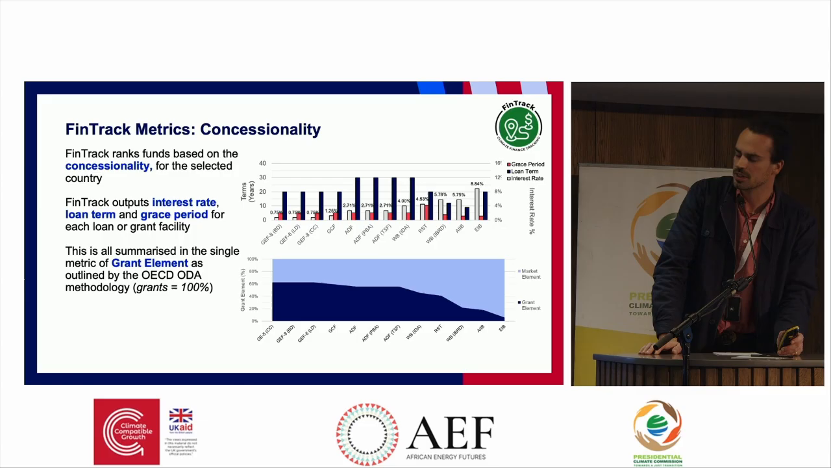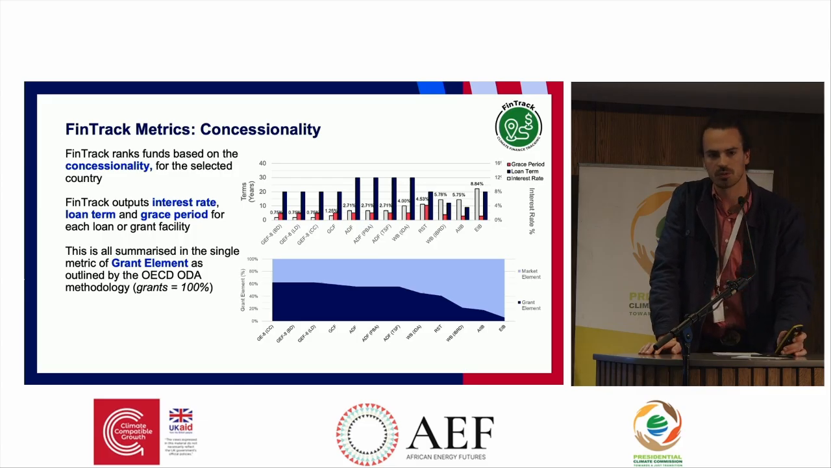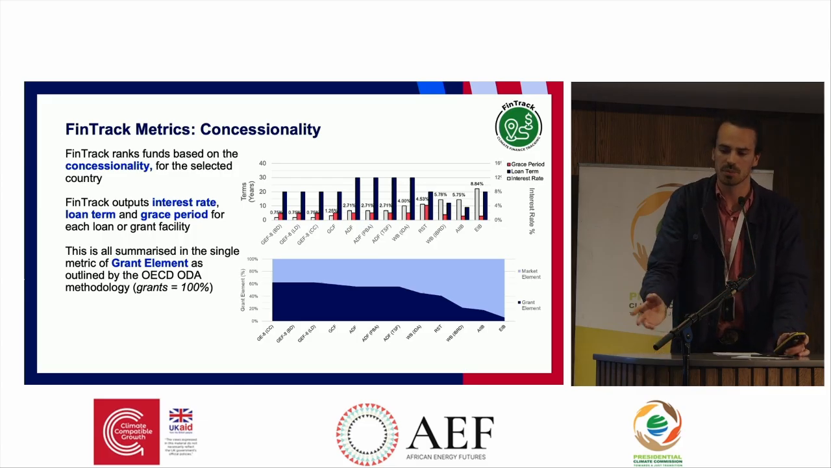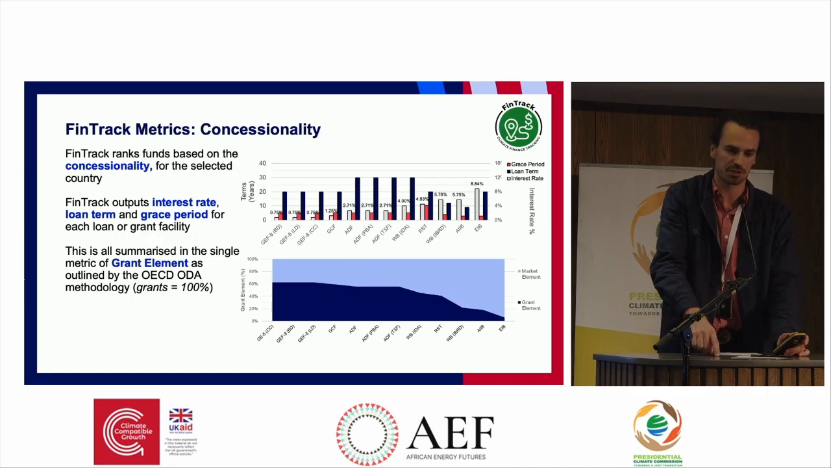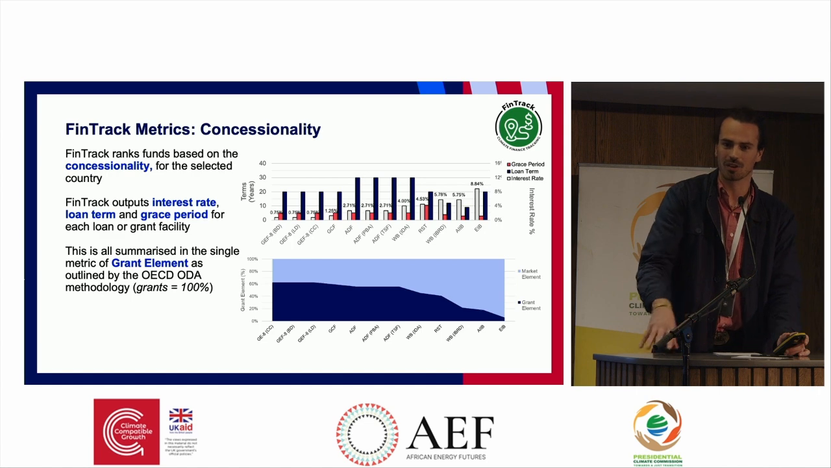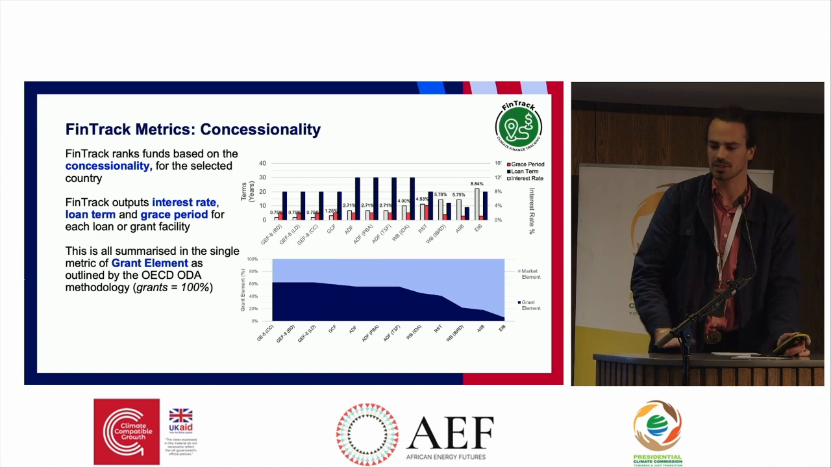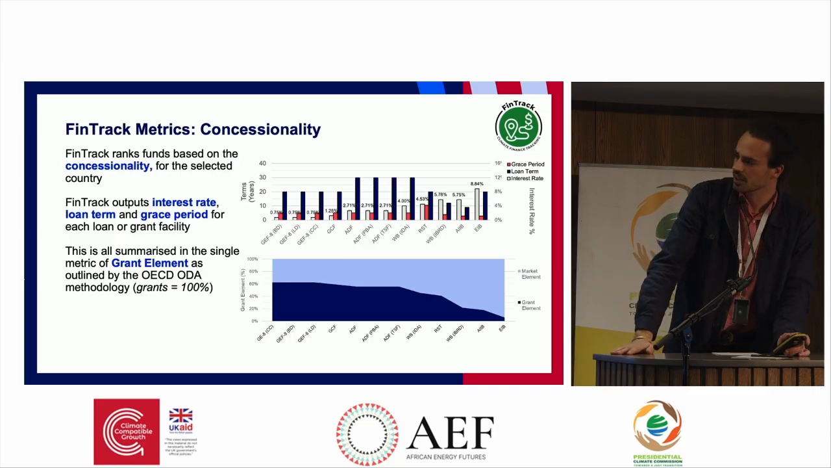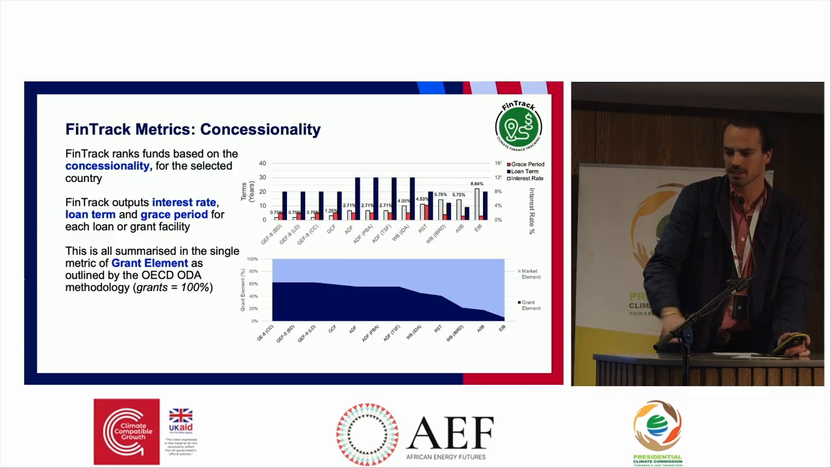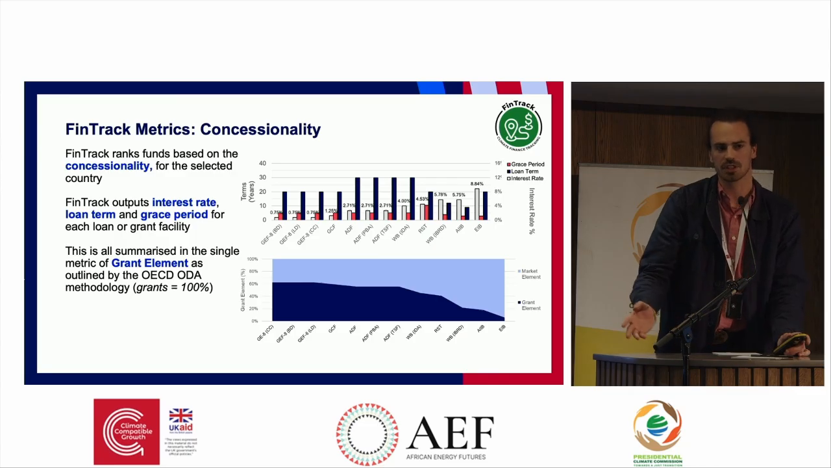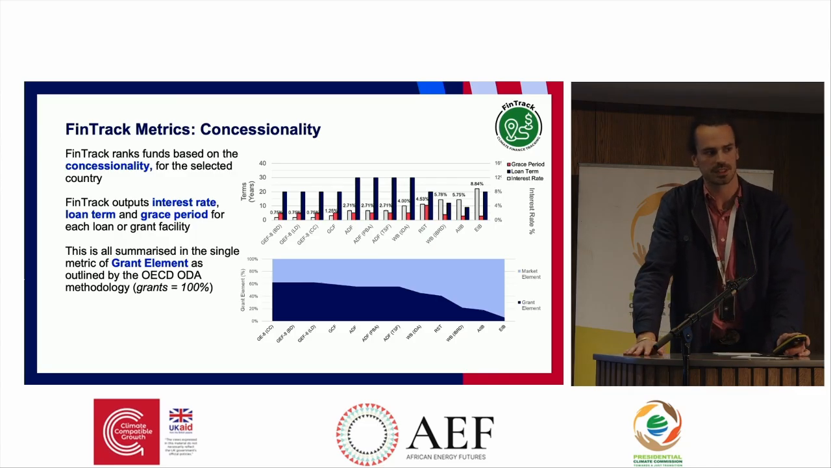Equally, we also show the typical terms of finance that are associated with the different windows. So you typically attract an interest rate, a high interest rate bad, low interest rate good, a long loan term or a short loan term, and then whether or not there's a grace period typically associated with each of these windows. And we visualize this in graphs, we output it in figures, and we try to increase the transparency around what each of these facilities will typically offer.